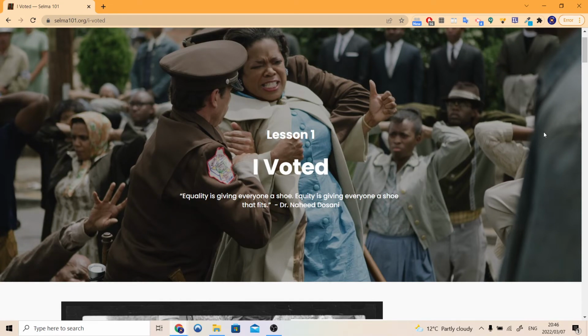When I read this I was quite stunned. It says, equality is giving everyone a shoe. Equity is giving everyone a shoe that fits. Dr. Nahid Dosani.